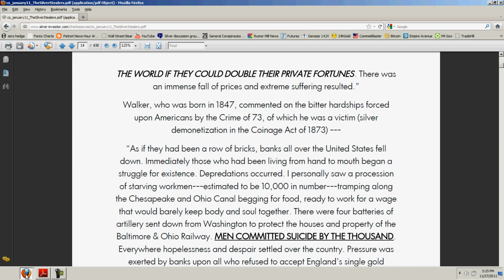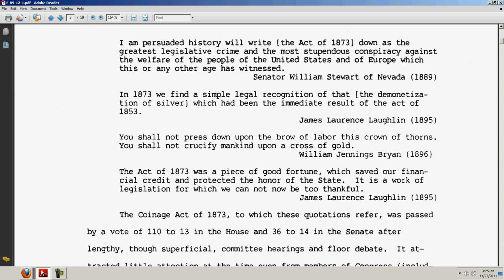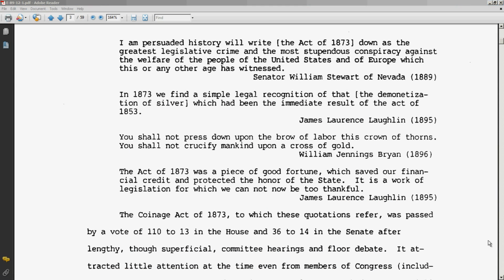If and when it happens that people remonetize silver, then what we may see in the future is, as William Jennings Bryan said, that the brow of labor should not have this crown of thorns of gold, that man should not be crucified on a cross of gold. We may find out that due to the machinations of hundreds of years of these corrupt banksters, they may end up being crucified on a cross of silver.